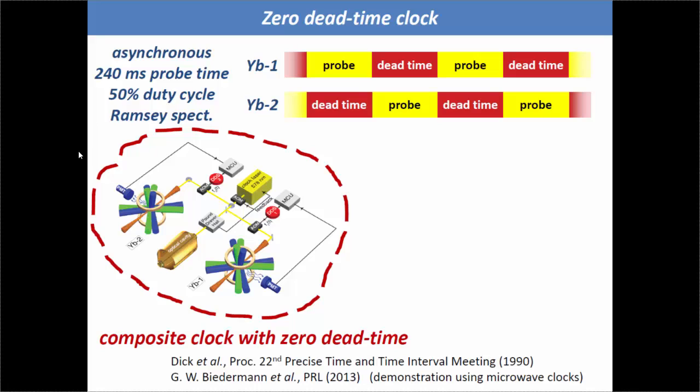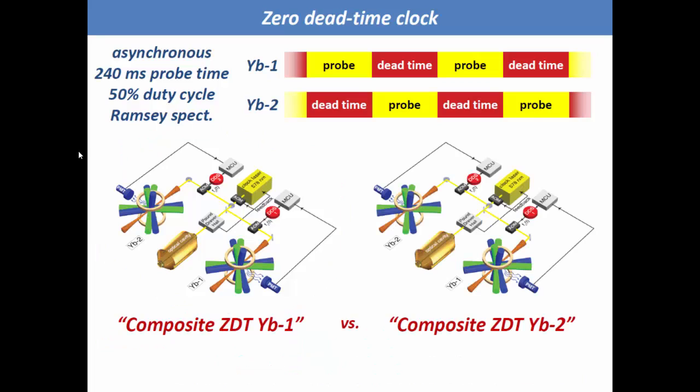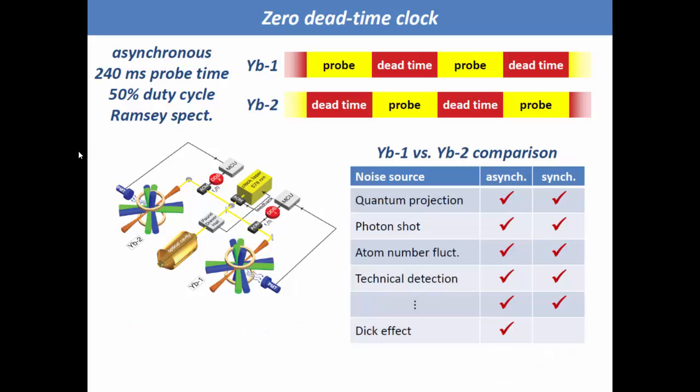This idea was first put forth by Dicke, for whom the Dicke effect is named after. And now that we have this single composite clock, of course we want to know what's the stability of this. Well, a real rigorous evaluation would involve building up a whole another composite 0 dead time clock. Okay? 2 atomic systems, another clock laser. All right, needless to say that this isn't going to happen in the immediate future. All right, so let's go back to something that we can measure, YB1 versus YB2.